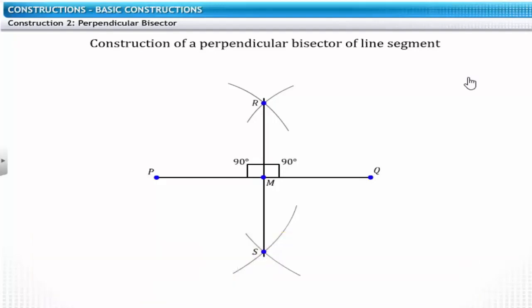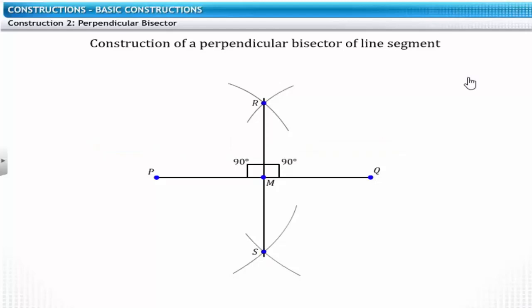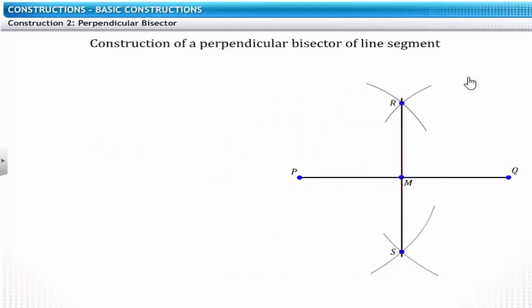Now, it's time to verify this construction. That is, we will prove that the line RS is perpendicular to the line segment PQ and also bisects it into two equal halves. In order to prove this, we have to prove two conditions: the condition of bisection and the condition of perpendicularity. First, we will prove that the line RS bisects the line segment PQ. As you can see, they intersect each other at point M.